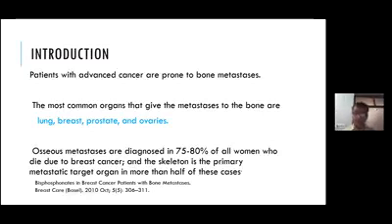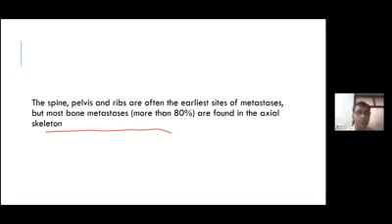So we have to focus on osseous metastasis, okay? Because they are very difficult to treat. Sometimes we don't find any answers by giving all the medications. Without intervention, we will continue with morphine or bisphosphonates. So I will try to give some answers on this topic. Spine, pelvis, and ribs are often the earliest sites of this metastasis. And most bone metastases are found in the axial skeleton because of the predilection for the bone marrow.